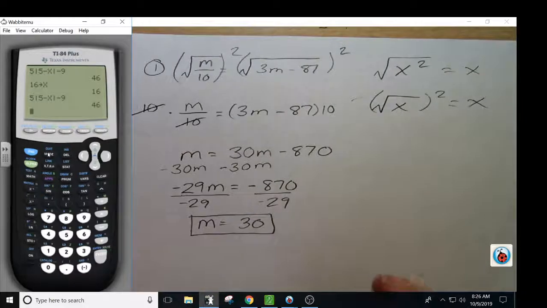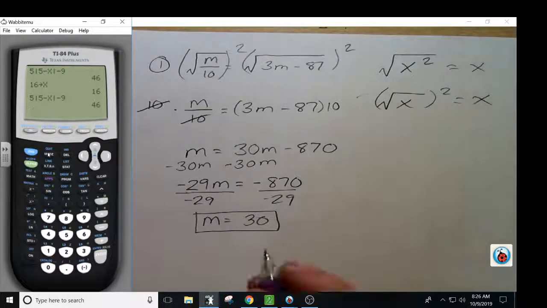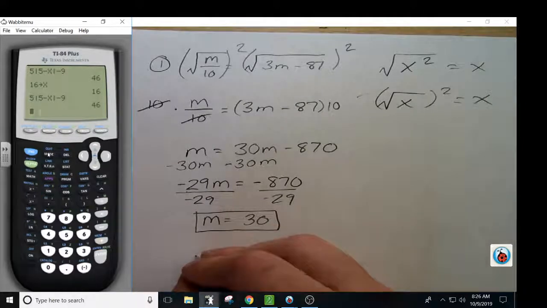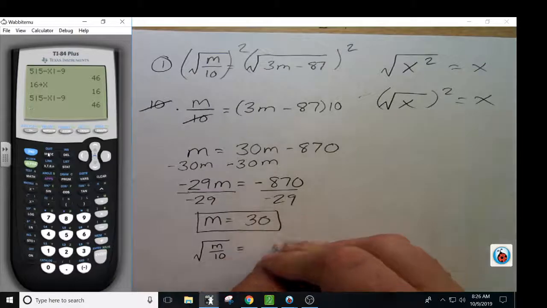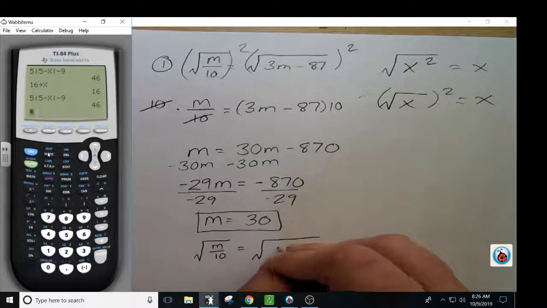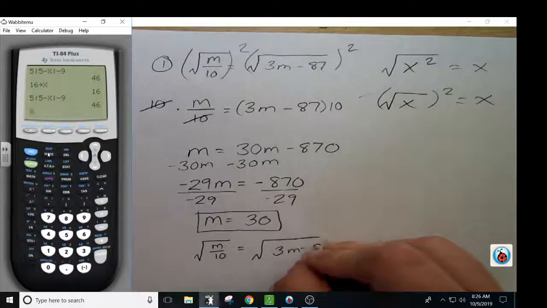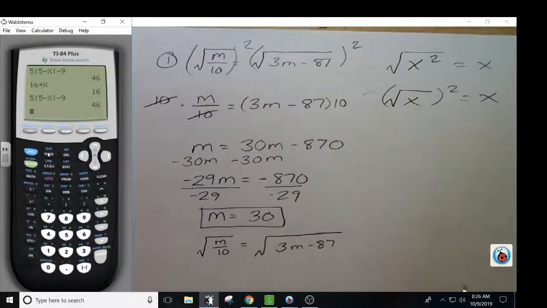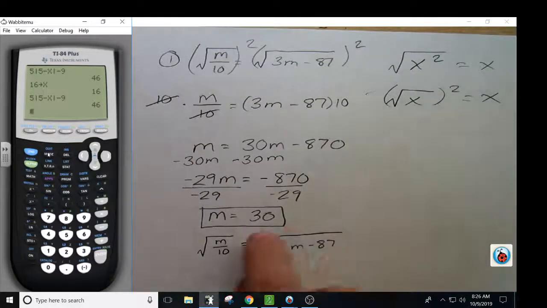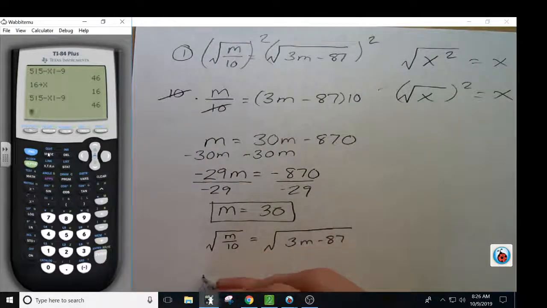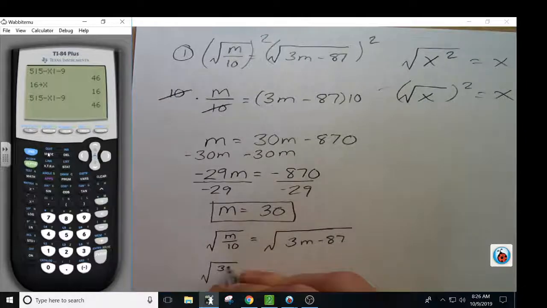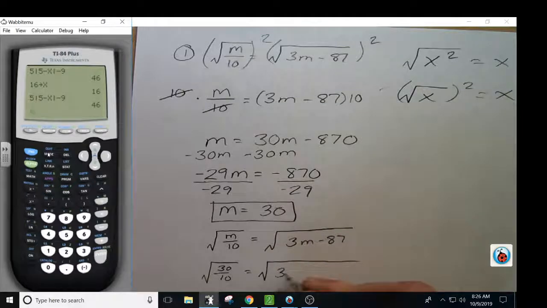Now, to check that, guys, going back with your original equation, now we found that M is equal to 30. Okay, so we found that after we did all that solving, that M is 30. Now, everywhere you see an M, you're going to plug in 30. All right, so 30 divided by 10 equals the square root of 3 times 30 minus 87.